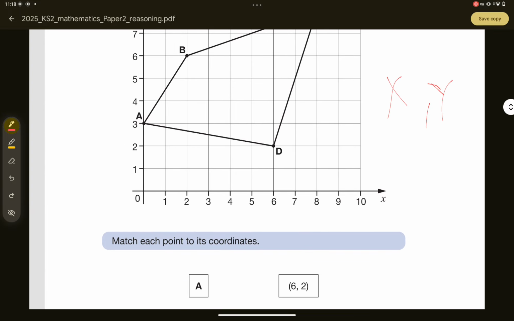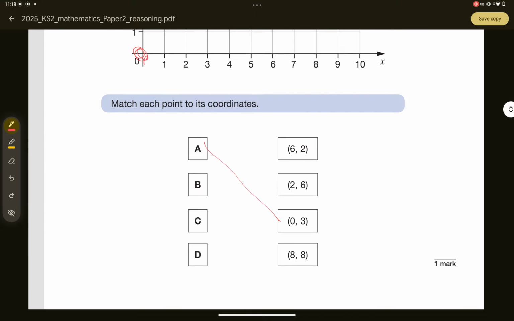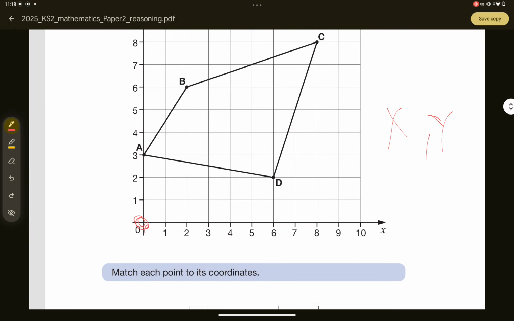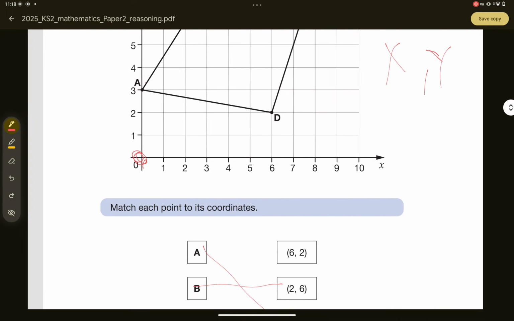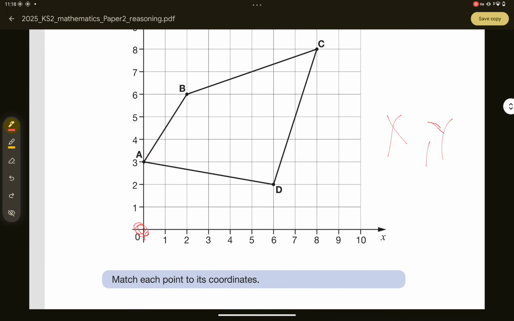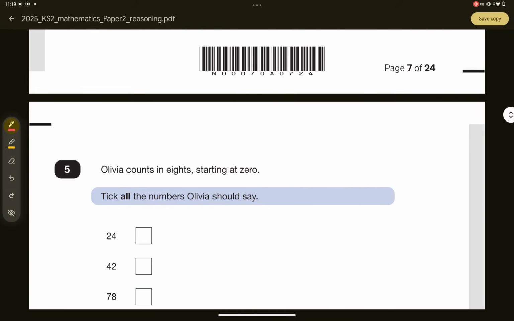So A's X coordinate is 0, Y coordinate is 3, so we're at 0, 3 there. B, X coordinate is 2, Y coordinate is 6, 2, 6. C's X coordinate is 8, Y coordinate is 8. So that's there. And D, we don't need to check because there's only one remaining.